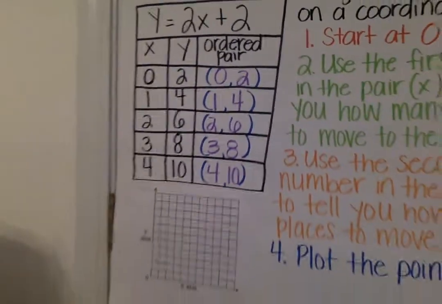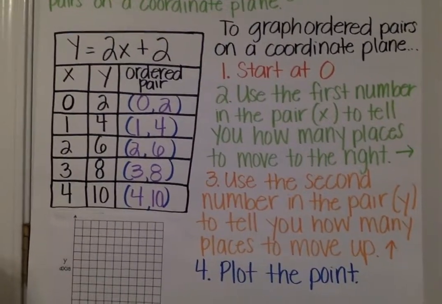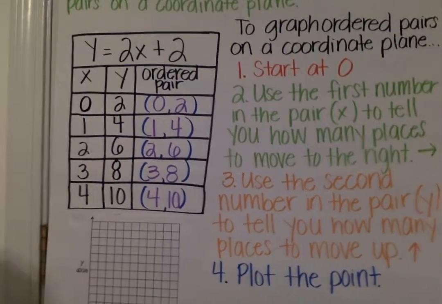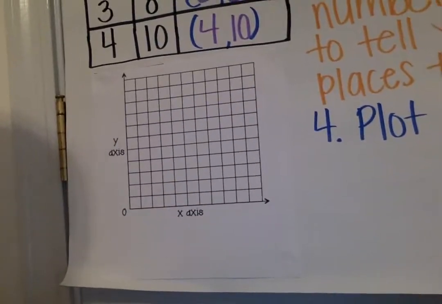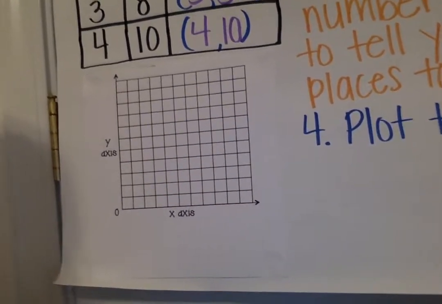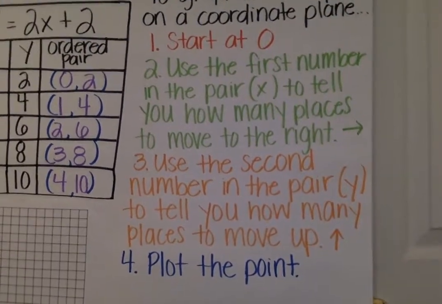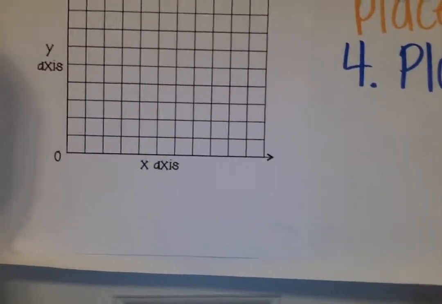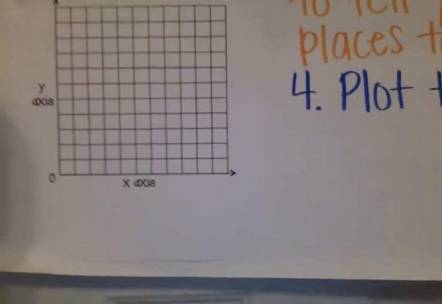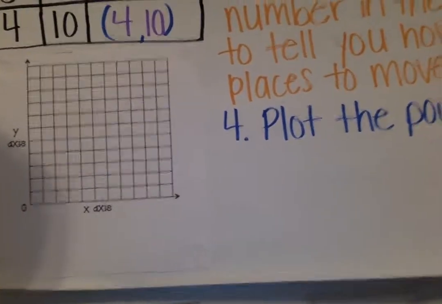Okay? Now we're going to take a little bit of time to look at our directions over here. It says to graph ordered pairs on a coordinate plane. What's very important to know is that this down here is also called a coordinate plane. Most of you just know it as a graph, but these are also coordinate planes. The first direction says that you have to start at 0. The important thing to note here is that 0 is right there where both the x and the y axis intersect.